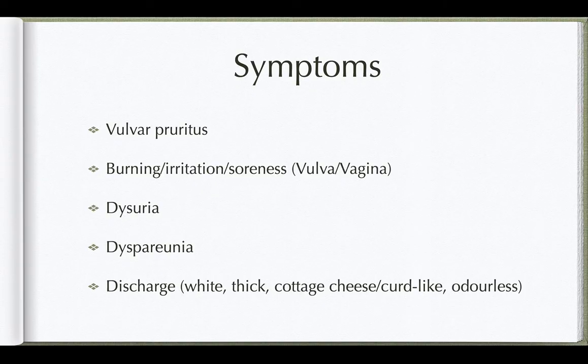Symptoms that patients complain of, the most common being vulval pruritus or itching, as well as vaginal discharge. The description of the discharge is usually a white, thick cottage cheese or curd-like discharge, and most of the time it is odorless. This then results in burning, irritation, and soreness, most likely due to the itching and scratching, which then further results in dysuria and dyspareunia.